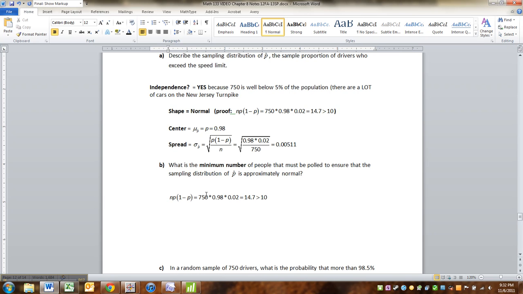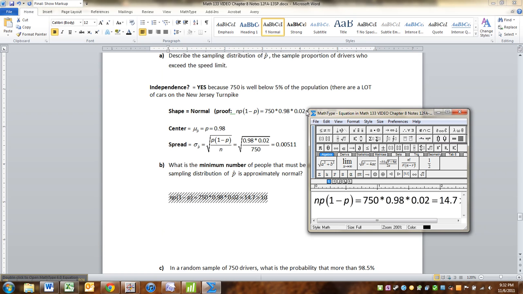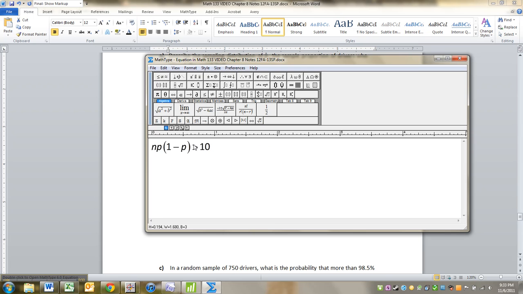Okay, so let's remind ourselves of this fact right here. To be normal, we have to have it so that n times p times 1 minus p is greater than or equal to 10. But n is what we're asking about. We don't know what it is. We know that p is 0.98. We know 1 minus p is 0.02. And we want that to be greater than or equal to 10.